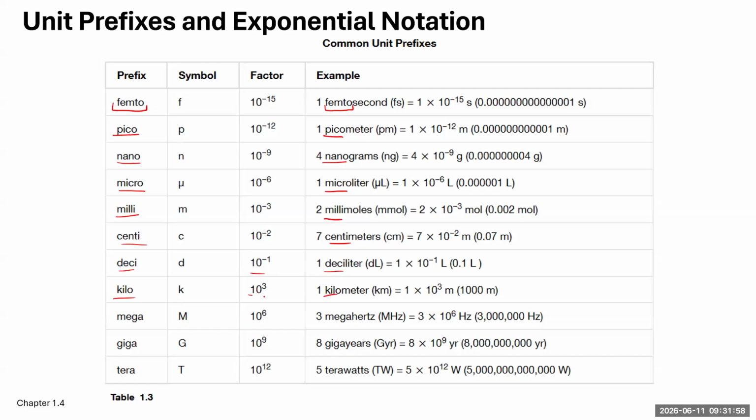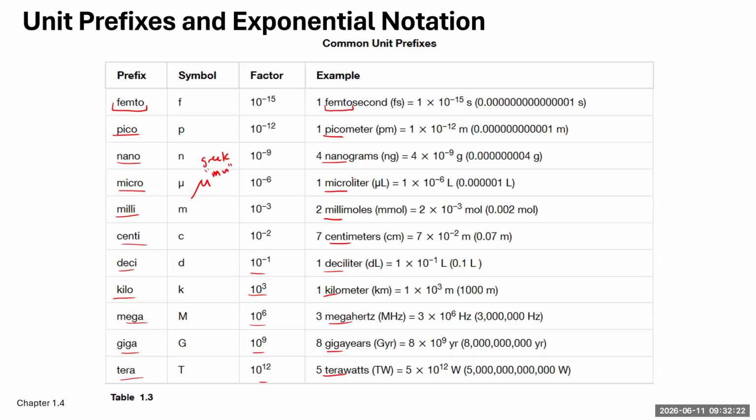Kilo, mega, giga, tera, 10 to the 12th, terawatts. Okay, so they're all right here. I'll stop underlining stuff, but these are the symbols. The only one really weird is this one. This is a Greek mu. So we'll say the Greek mu.